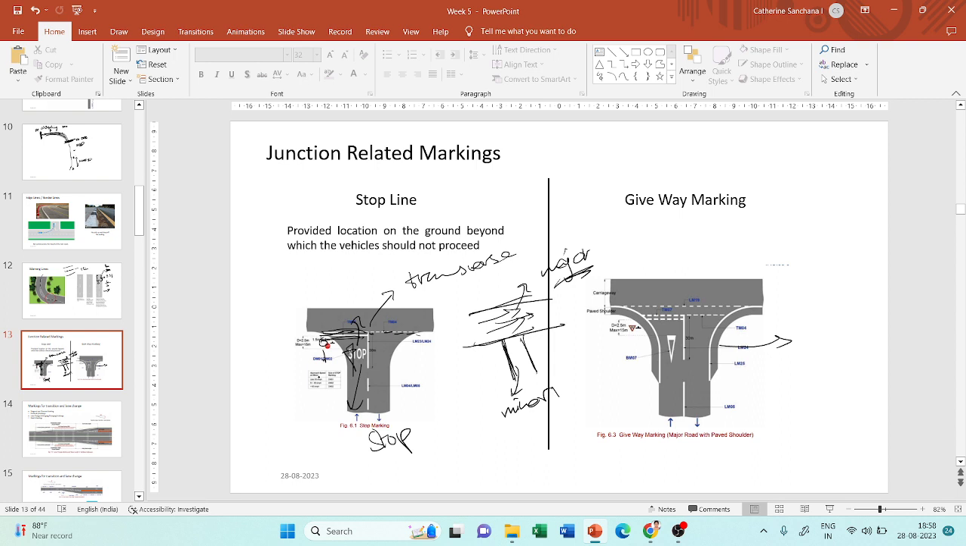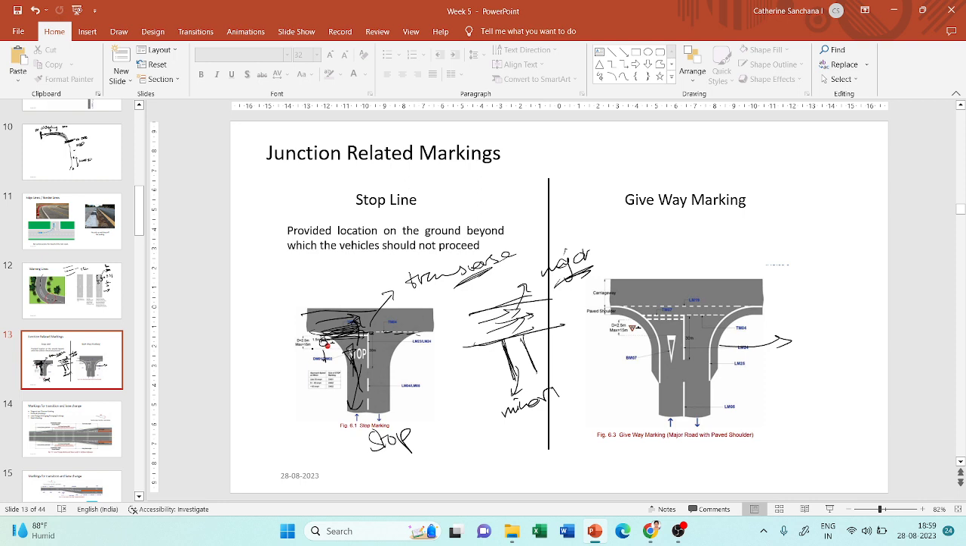To summarize, it is provided where traffic is controlled by traffic police, signals or other devices. Since it is a transverse road marking, it is perpendicular to the direction of the approach. If vehicles are traveling in this direction, it is perpendicular to the motion of vehicles, and it is parallel to the intersecting roadway, right? So this is the roadway which is being intersected, and it is parallel to that roadway. This is the position of the stop line.